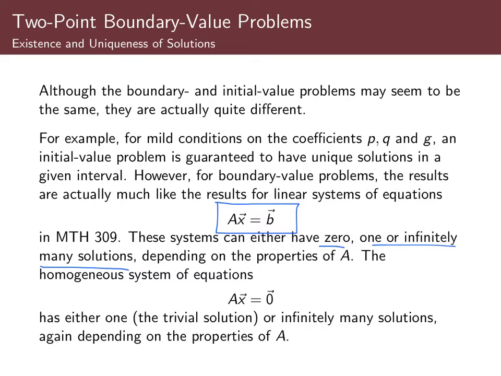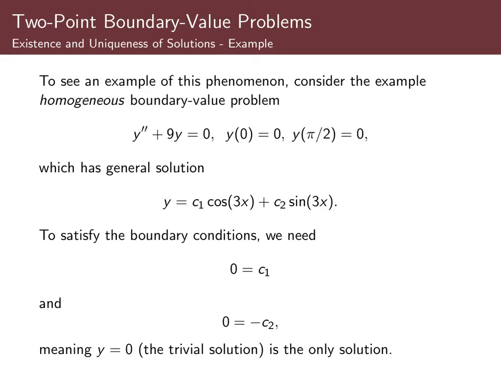And corresponding systems of homogeneous equations, Ax equals 0. Remember, x equals 0 is always a solution, the trivial solution, but you could also have infinitely many solutions for those problems. And what we're going to see in these boundary value problems is a very similar structure. For example, look at this homogeneous boundary value problem, y double prime plus 9y equals 0, with y at 0 and pi over 2 both being 0. The general solution is c1 cosine of 3x plus c2 sine of 3x.